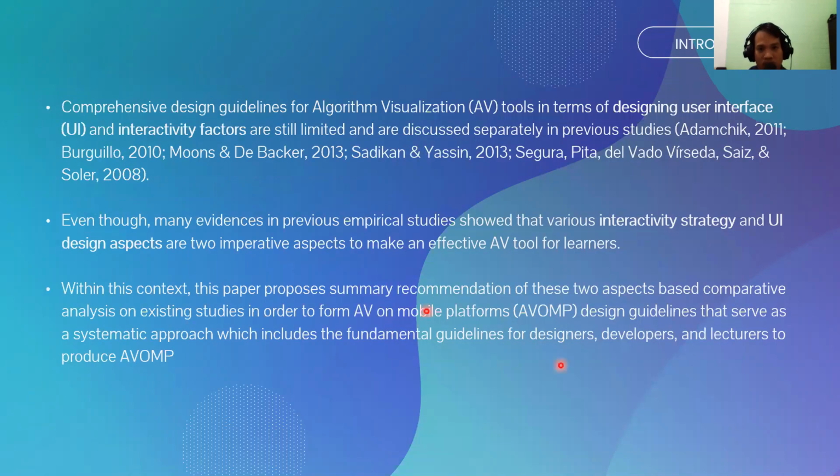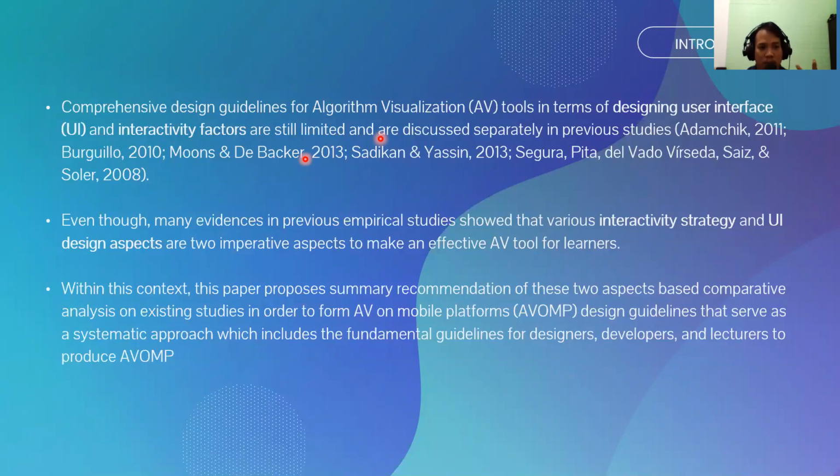So for today's research, we are not focusing on the tool, but we are focusing higher than that, the higher hierarchy of it, which is the design guidelines. However, in the existing studies, the comprehensive design guidelines for algorithm visualization tools in terms of designing user interface, UI, and interactivity factors are still very limited or discussed separately in the previous studies.